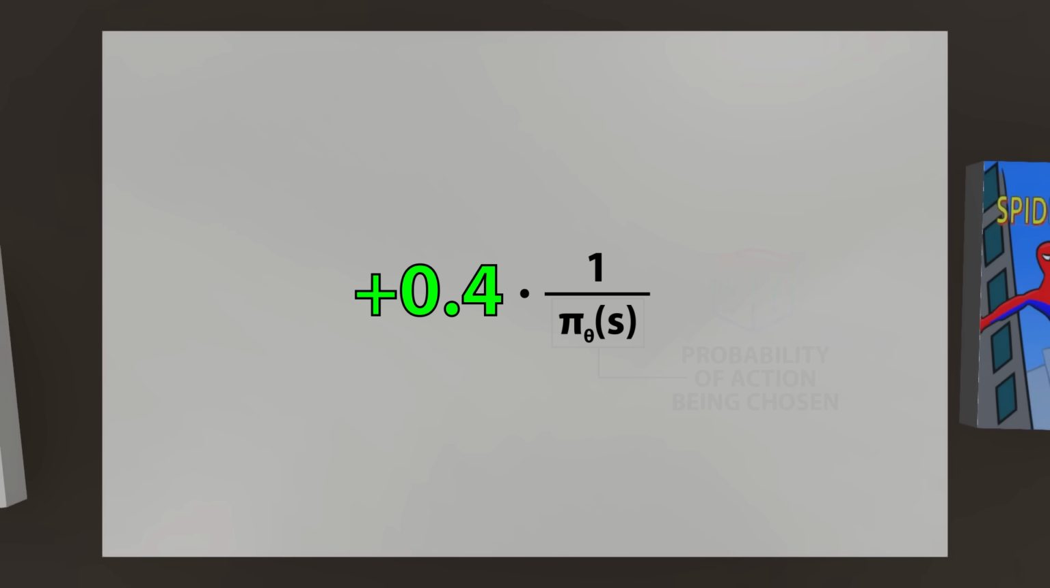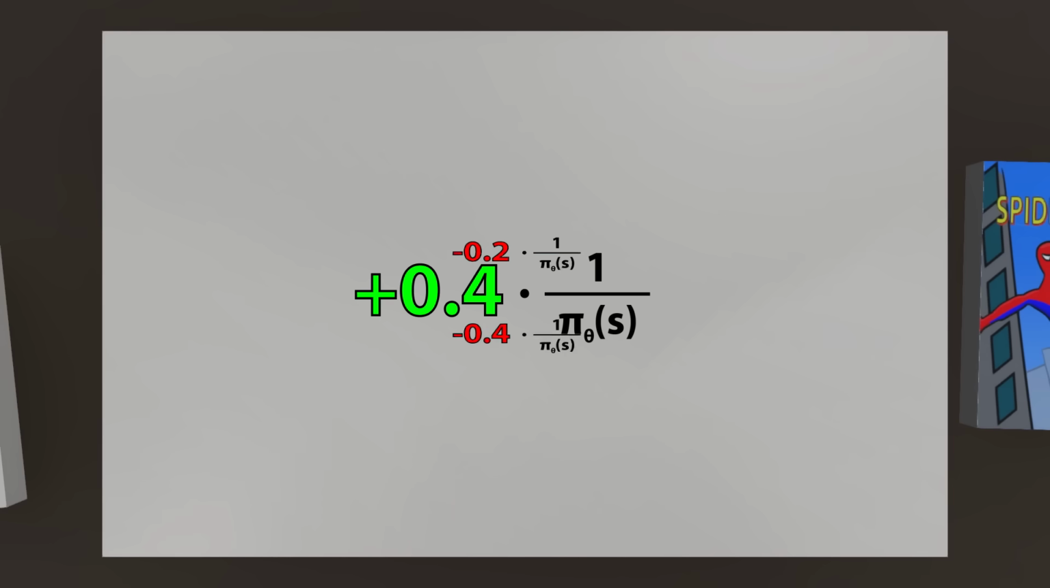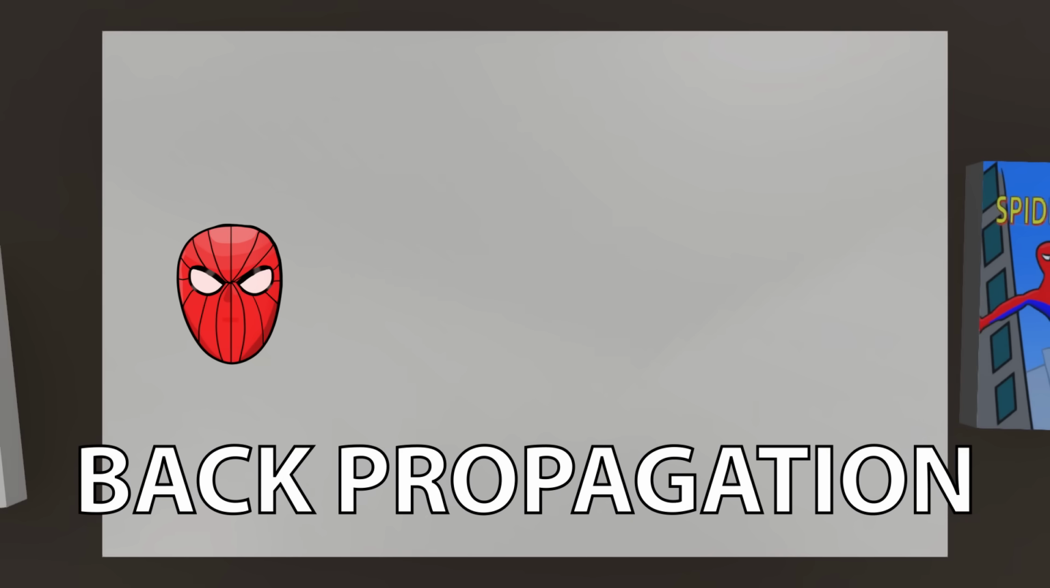This part is really confusing, and quite frankly, a little too complicated for this video. If you're still interested, I've included some links in the description. So we feed all these values into the actor, and by using backpropagation again, we can make the actor slightly better at picking the right actions.